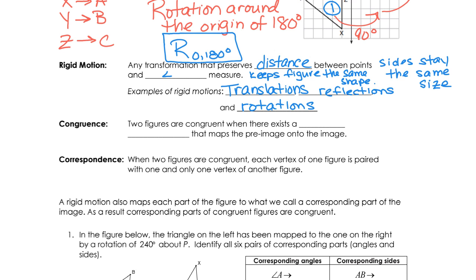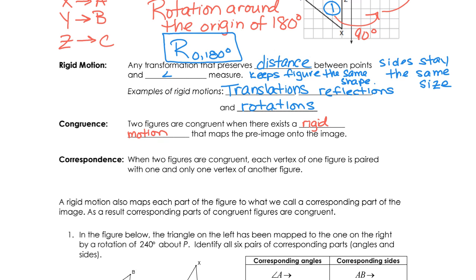All right, congruence. We know congruence, guys, means the same measure. Whether you're talking about congruent angles, the angles keeping the same measure, congruent sides, the sides having the same measure, or we're going to start talking about congruent triangles, meaning that the triangles are the same size and the same shape. 2 figures, guys, are congruent when there exists a rigid motion that maps the pre-image onto the image.